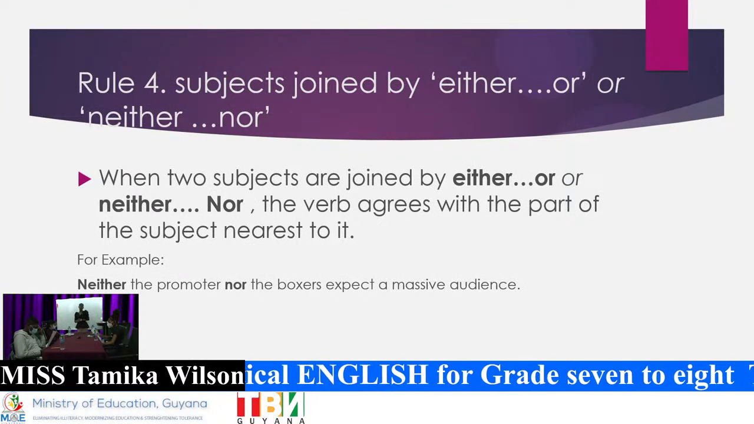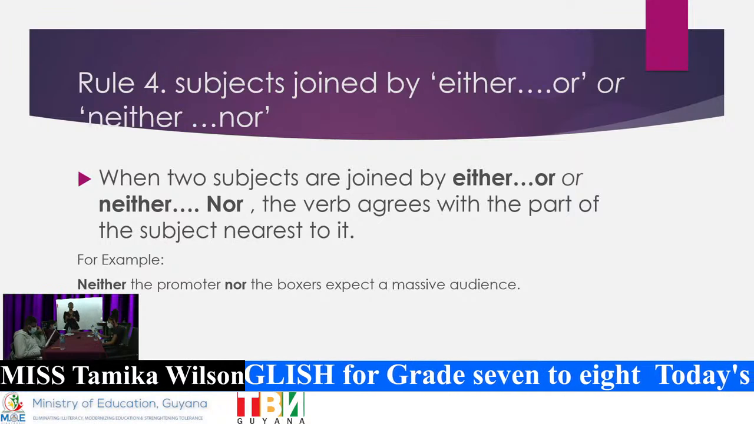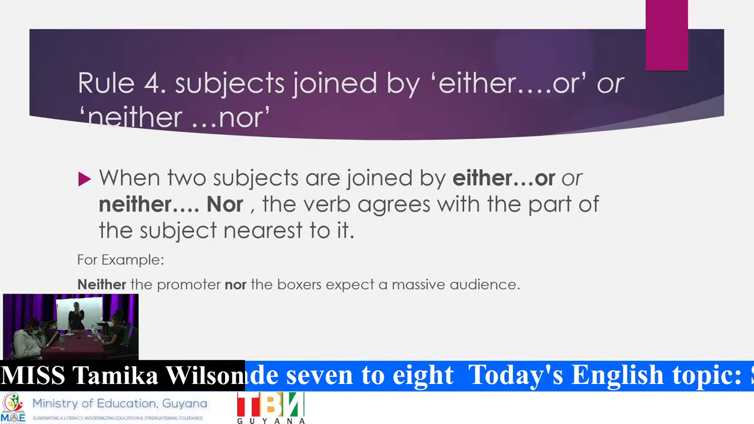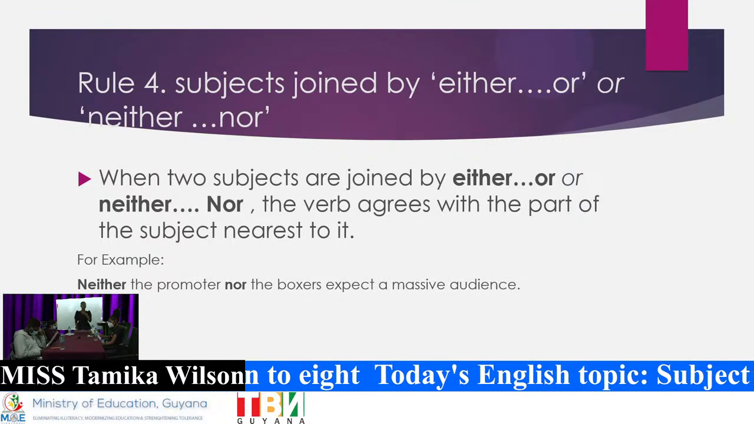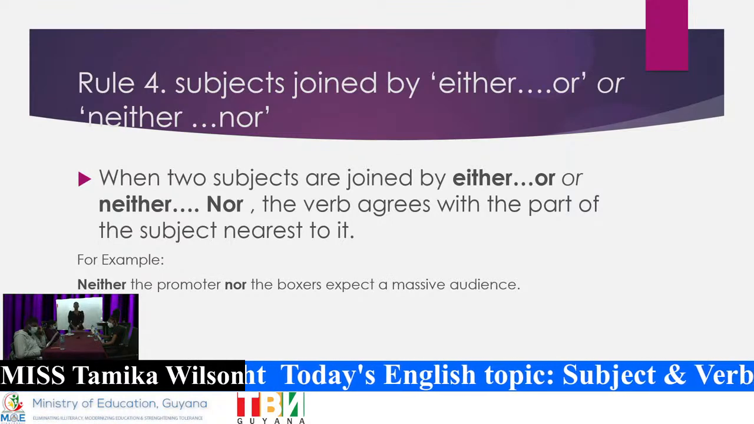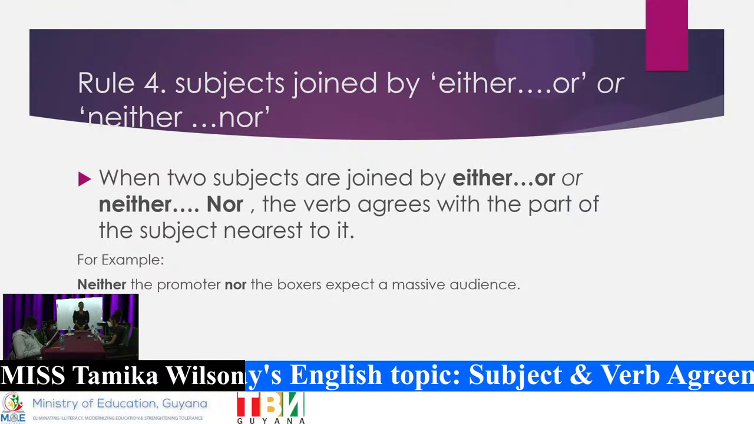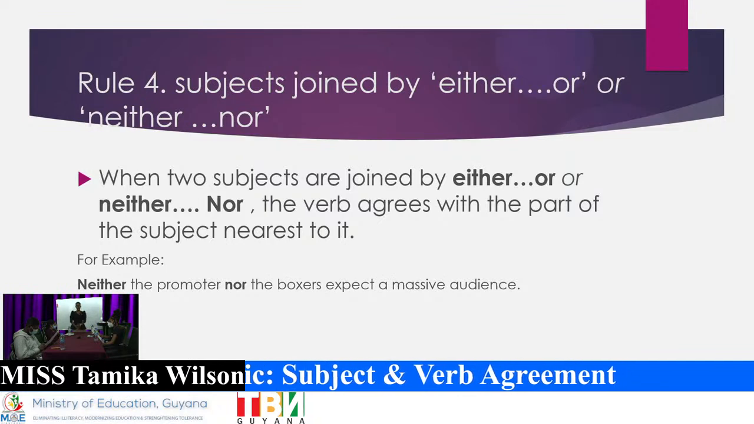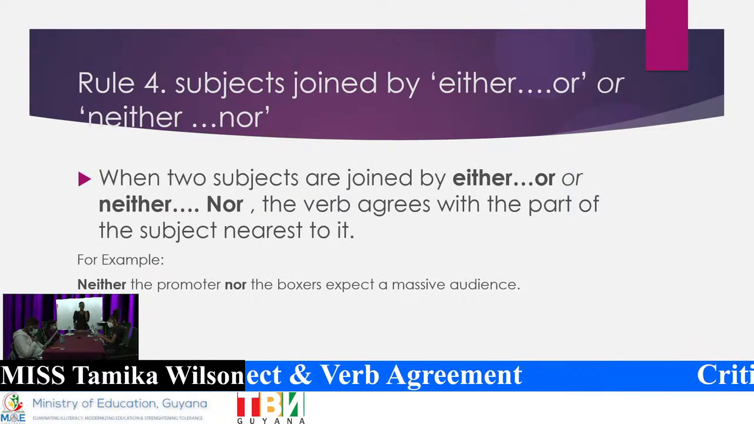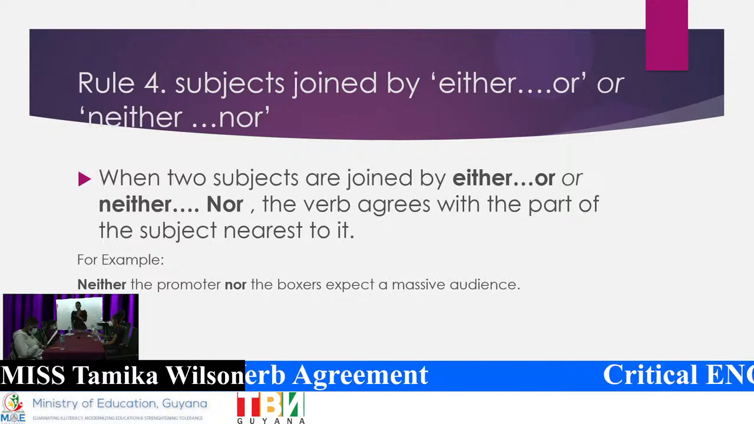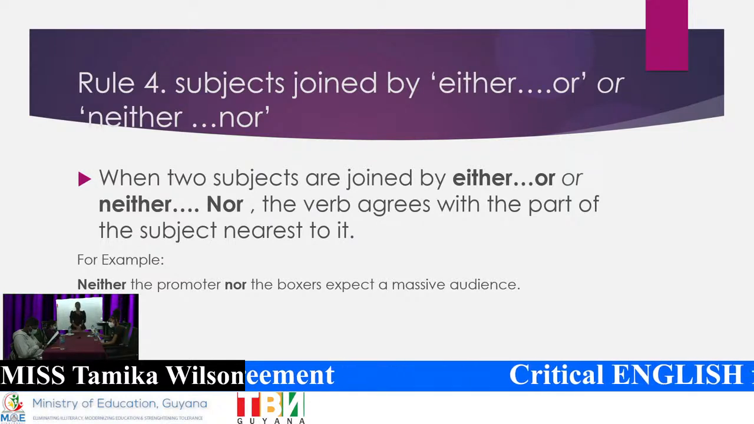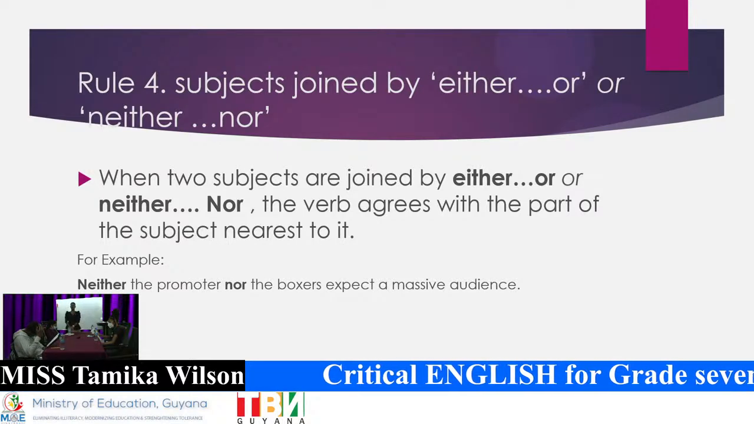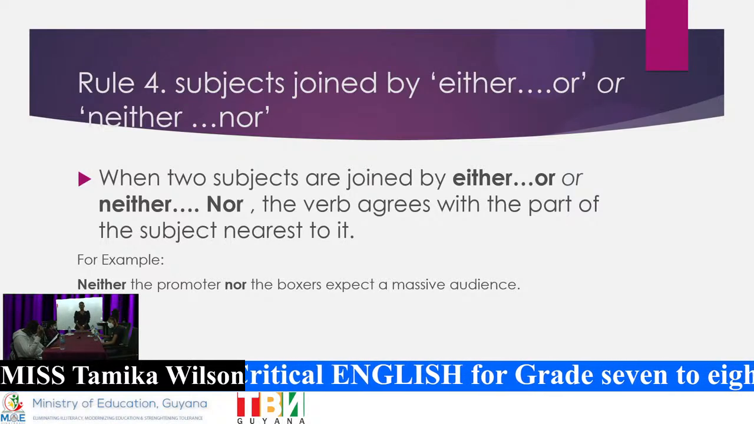All right, so we're moving on. We're moving into a little bit of technical aspect. This one says subjects joined by either...or, neither...nor. When two subjects are joined by either...or or neither...nor, the verb agrees with the part of the subject nearest to it. What's the rule? The verb agrees with the part of the subject nearest to it. Example: Neither the promoter nor the boxers expected a massive audience. Which is the subject that is closest to the verb?